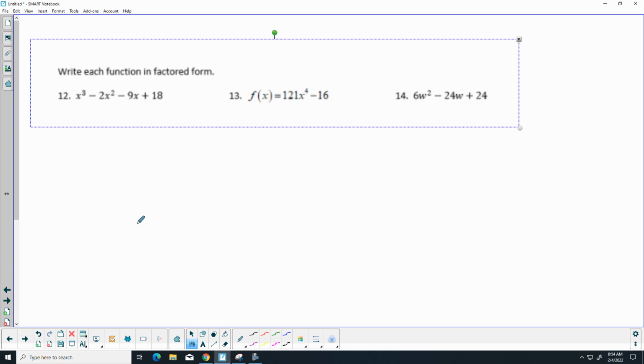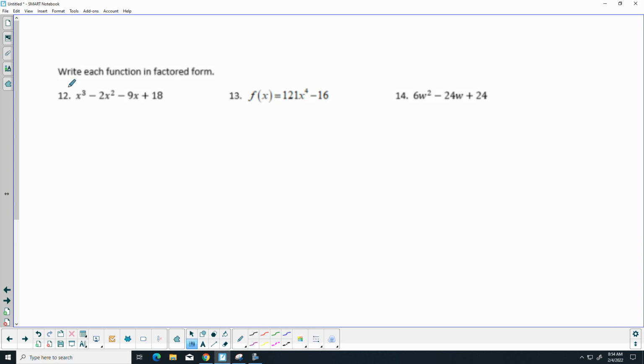Alright, we want to factor this one. So if I were going to factor, it's got 4 terms. I'm going to group the first 2 together and group the second 2 together. I'm going to factor out an x squared. I'll be left with x minus 2. Here, negative 9 goes into both of those terms. So I'm going to factor out a negative 9. It's like dividing each term by negative 9. I'll be left with x minus 2.